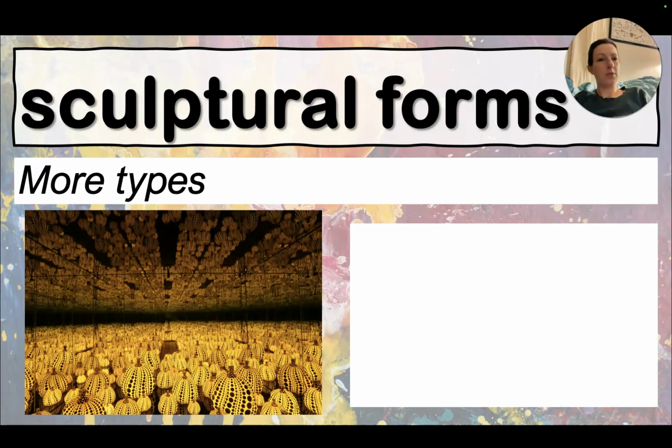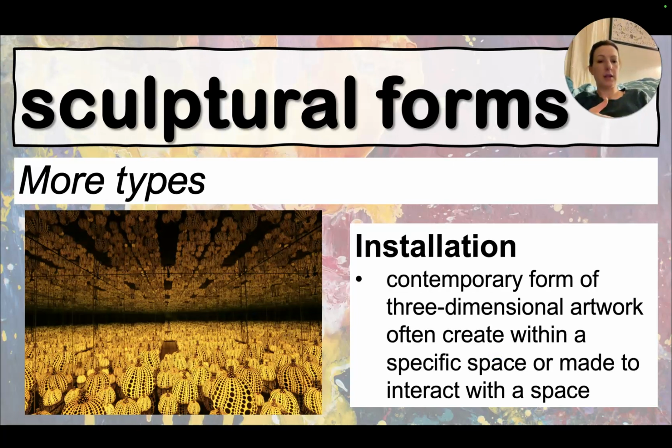One more type, which is more contemporary, is an installation. An installation is a form of 3D work that is often created within a space, with the space in mind to transform it, or it's a type of sculpture that is put in a specific area to interact with that space. If you've ever been to Chicago, the Bean is a really good example of an installation piece.